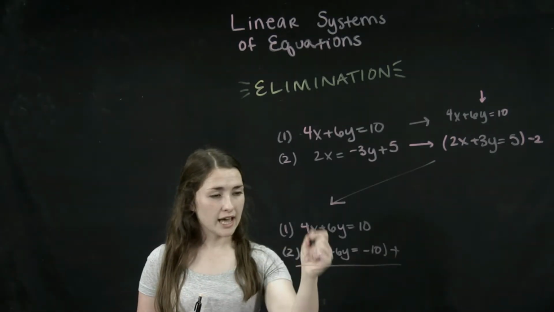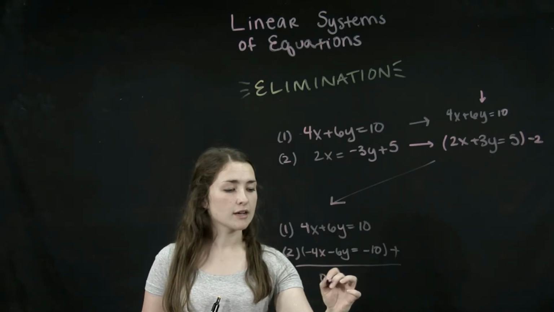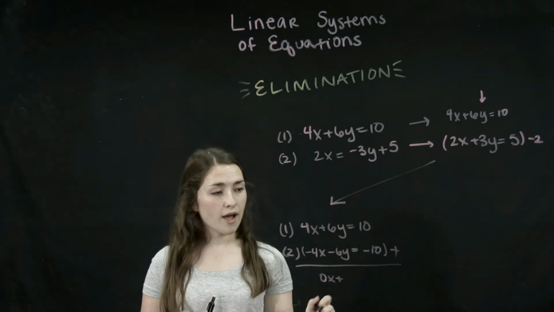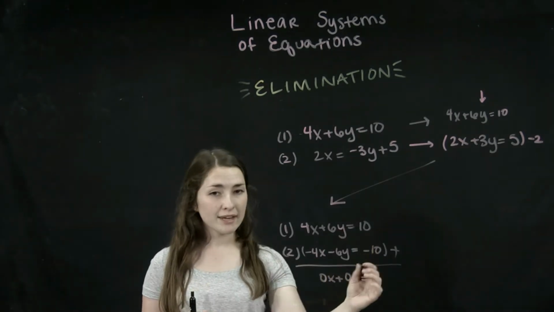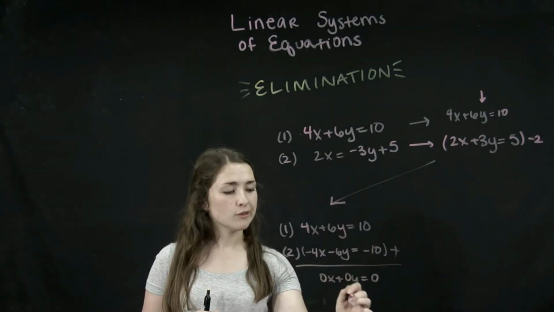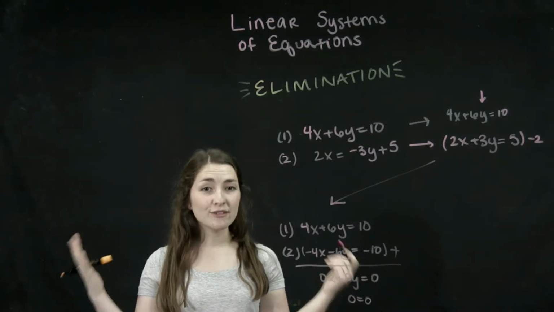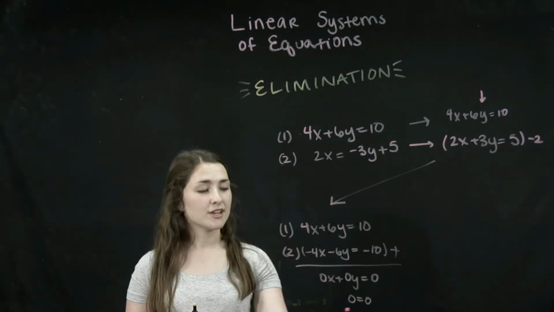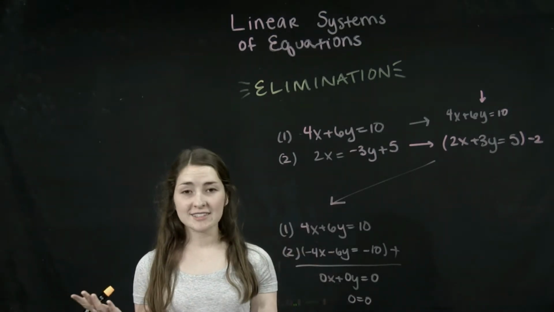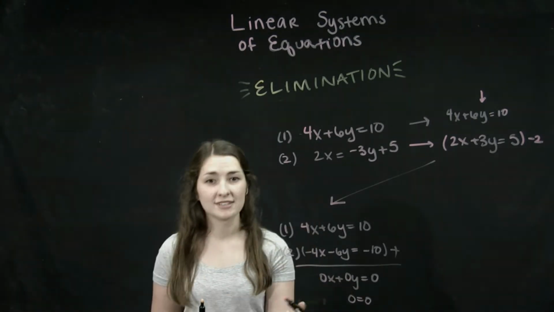Then just adding down: 4x plus negative 4x is 0x, plus 6y minus 6y is 0y, and 10 minus 10 is also 0. So then we're left with 0 equals 0. This means that we have solved our linear system of equations, because we have found 0 equals 0, which reminds us that these two are actually the same lines, so we have infinitely many solutions.